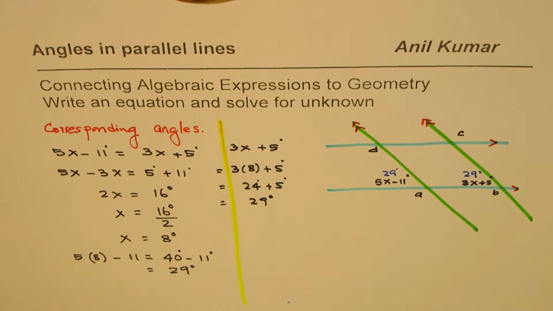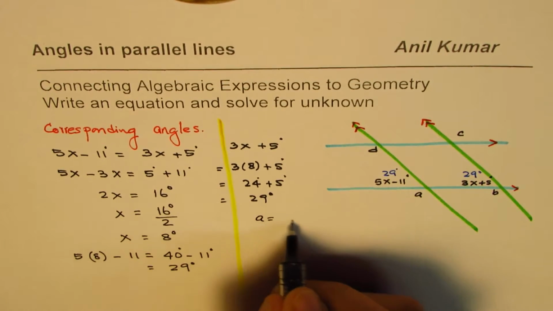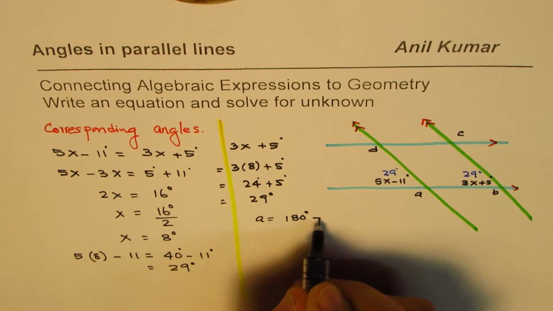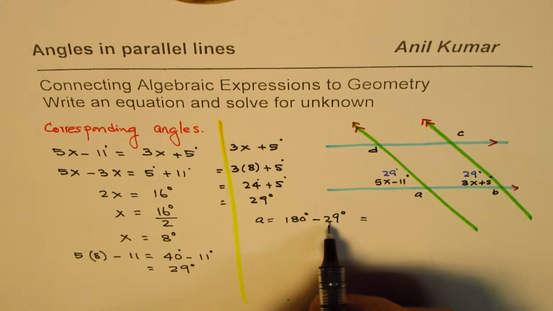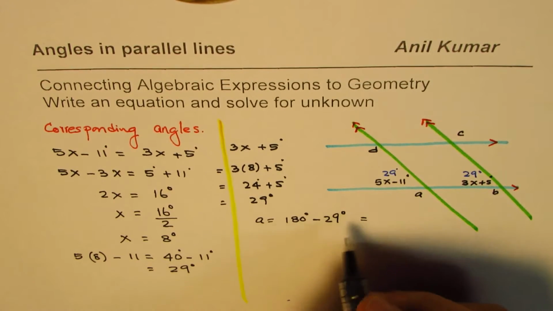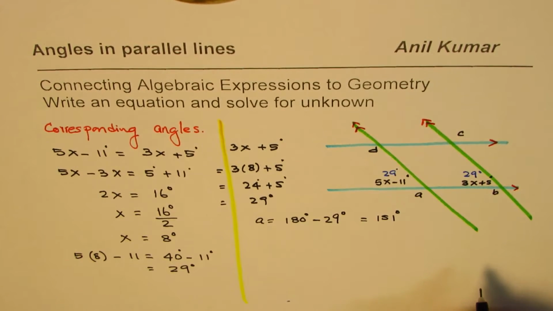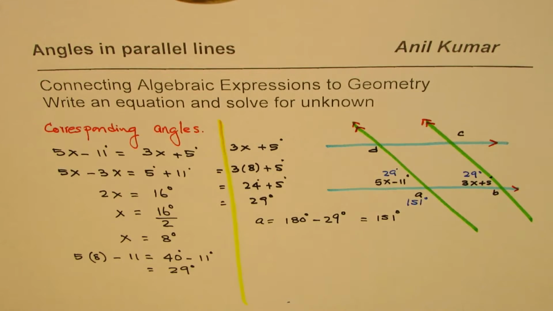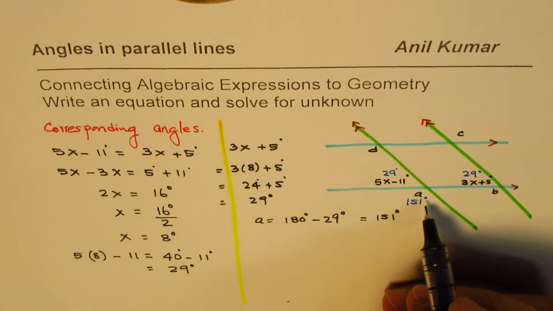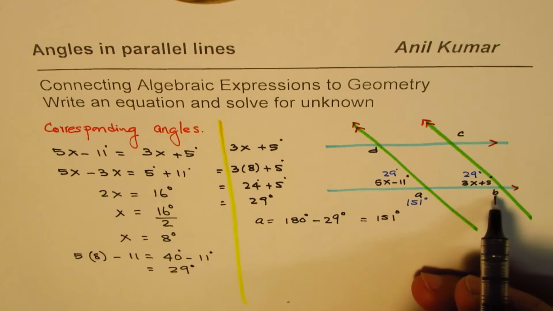So what is A equal to? A and 29 degrees form a linear pair, so we can write A equals 180 degrees minus 29 degrees, correct? And that equals, if I take this as 30, it will be 150, it is one more, 151 degrees. Is it okay? You can always use a calculator. So we know A is 151 degrees.